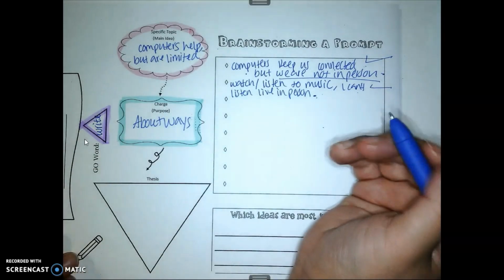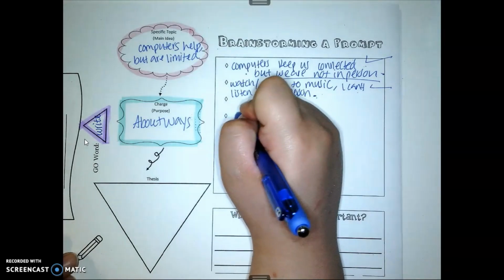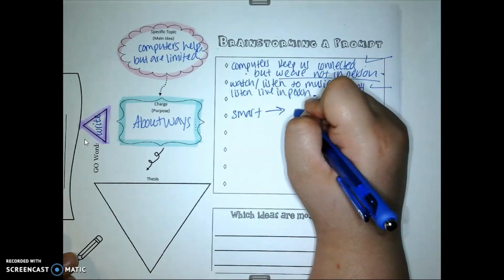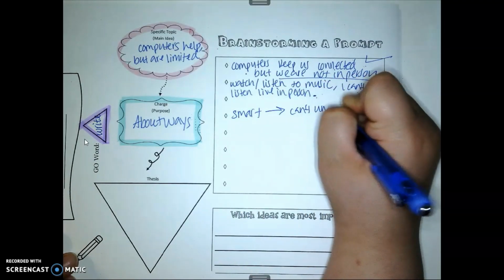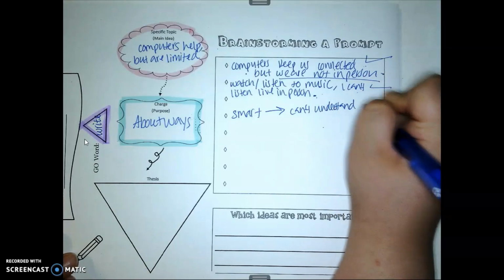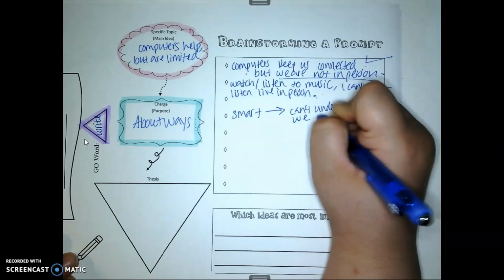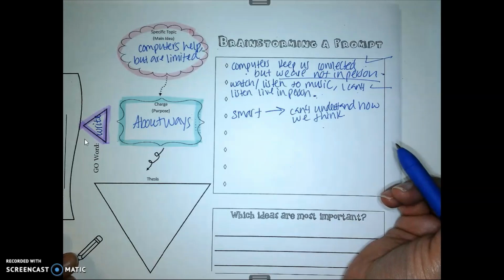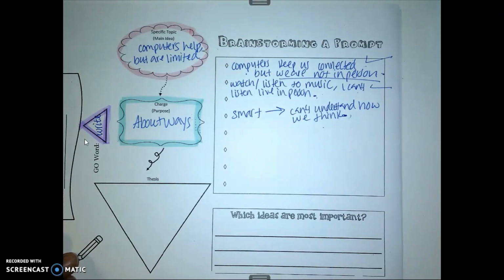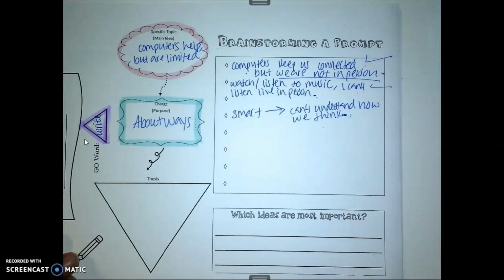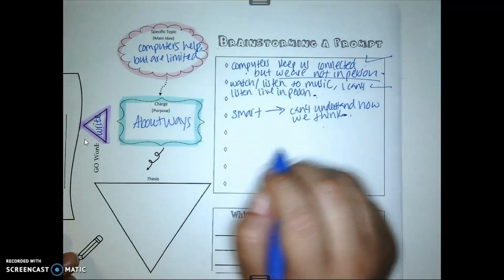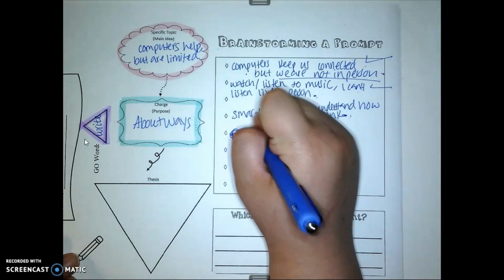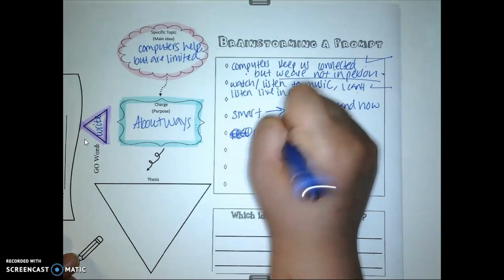So let's see another one that they can help us with. Computers are smart, but they can't understand how we think. So they can try to understand how humans use them, but they will never really be able to understand how we think. So that's another way that computers can help us, because they're smart, but they still can't understand everything. Another thing computers can help us with is research.